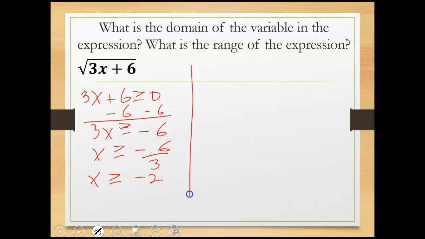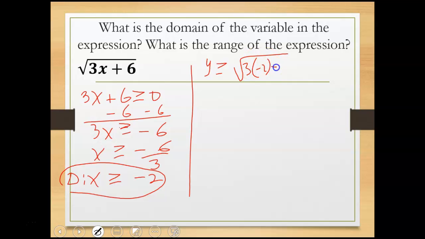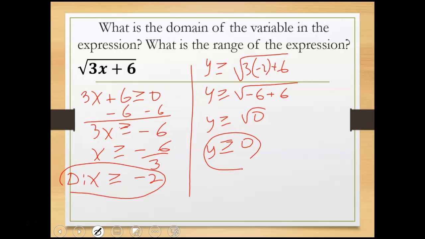Again, this is the domain. To find the range, y has to be greater than or equal to the expression we plug in, 3 times -2 plus 6. So y has to be greater than or equal to -6 plus 6, which turns out to be 0 again. That's the range. It doesn't mean it's just equal to 0, it's greater than 0 also. So from 0 onward. Okay, that's it.